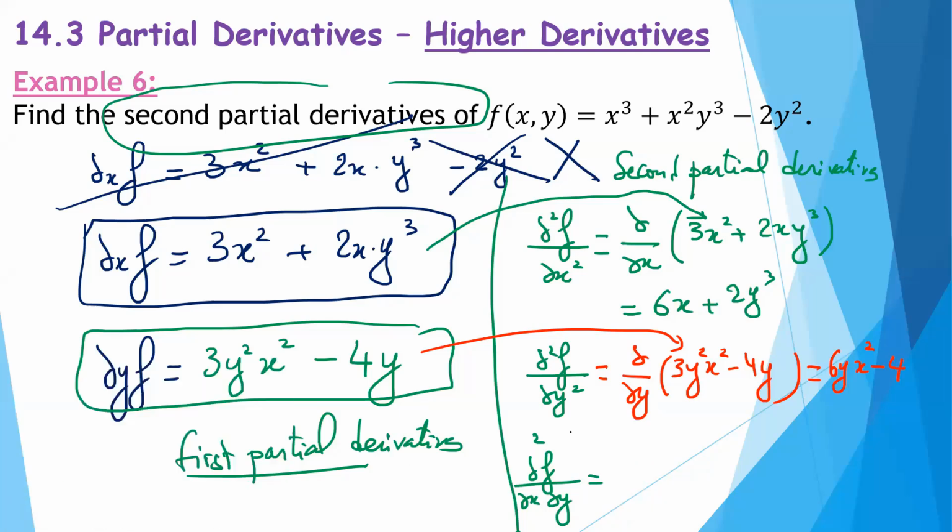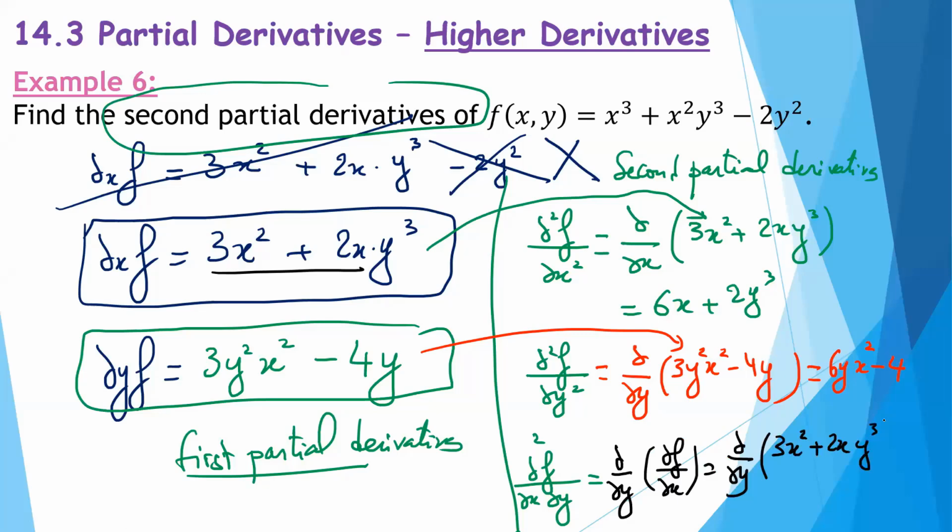Now, if once x and once y, we start with x. So it is d/dy of 3x squared plus 2xy cubed. And what does this give us? 0 plus 3y squared times 2x, okay. That means 6xy squared. And this is the same as d2f dy dx, you can check it. Okay, so here we have 3 second partial derivatives: d2f 2 times with respect to x, d2f 2 times with respect to y, or d2f 1 time with respect to x and 1 time with respect to y.